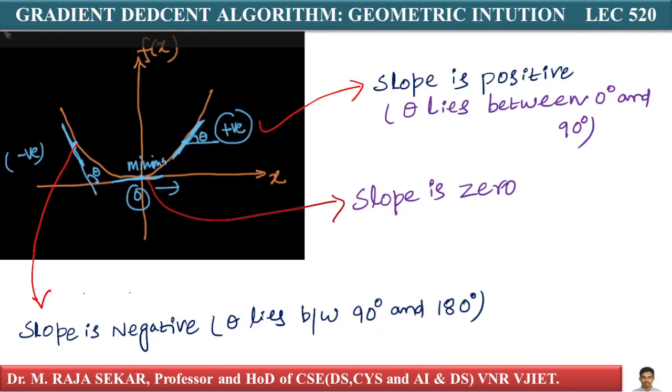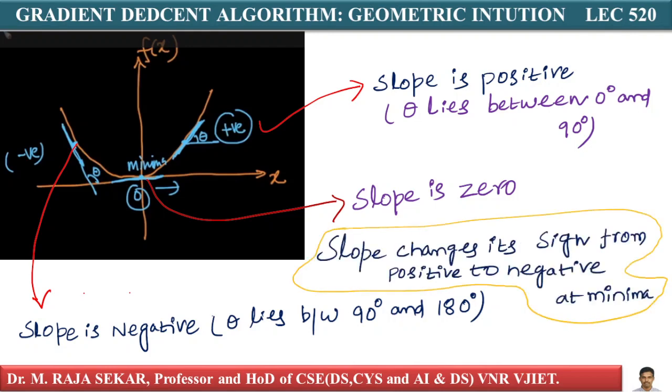So what happens is around minima, on one side the slope is positive, on the right side, and on the other side the slope is negative, on the left side. Exactly at minima the slope becomes 0, isn't it? Which means the slope changes its sign. That is important. Slope changes its sign from positive to negative at minima. This is a very important observation.